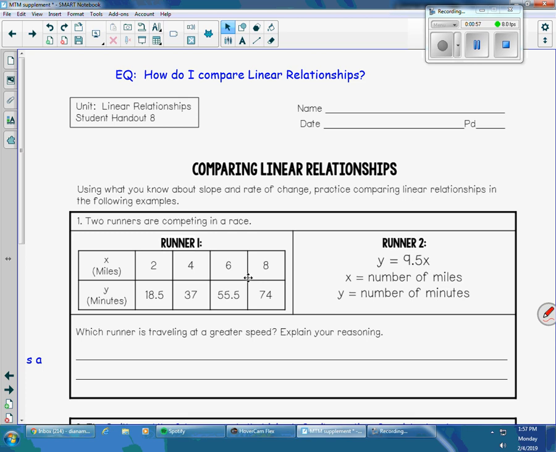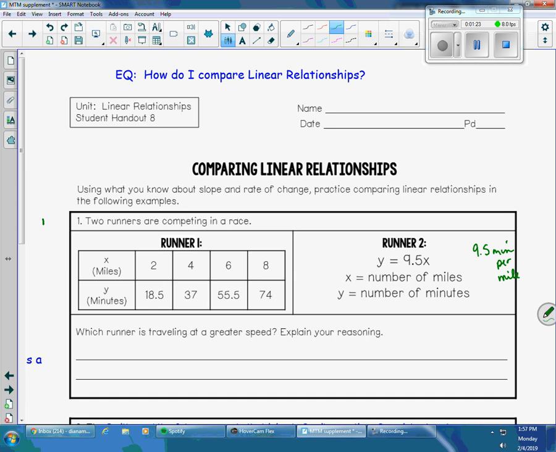What this means, I'm going to start with runner number 2. What this means is runner number 2 is running at a rate of 9.5 minutes per mile. For runner number 1, I've got to calculate the slope to know what they're running per mile.